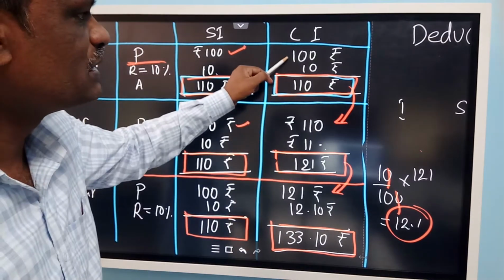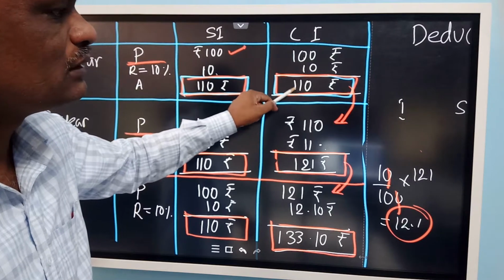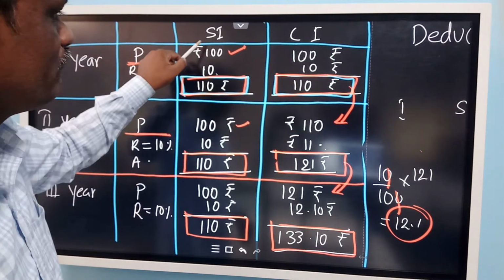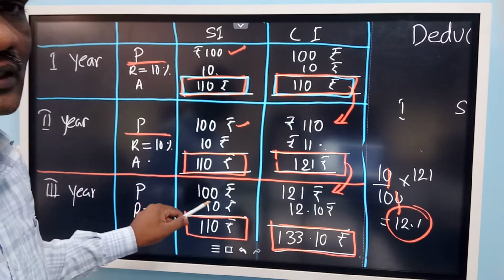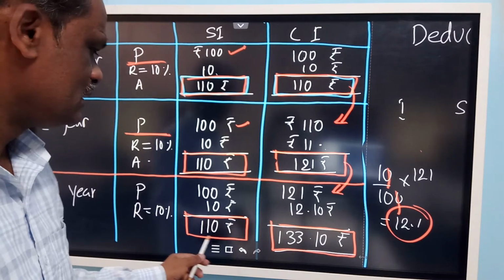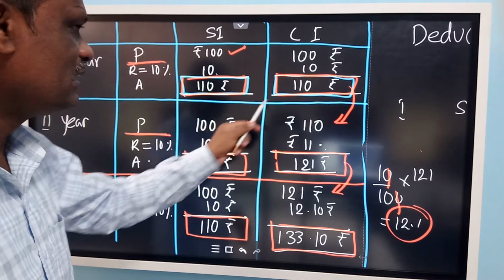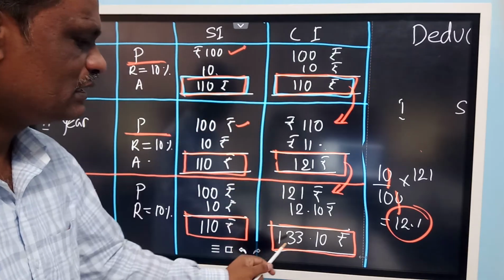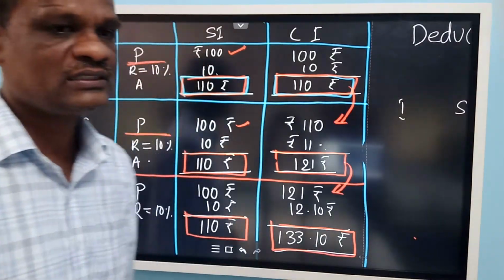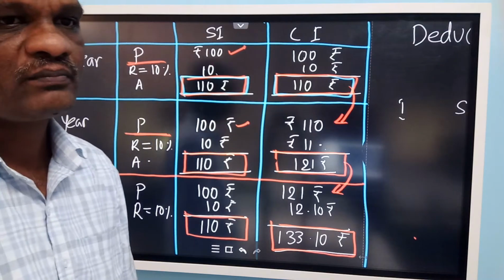So now this is the principal, this is the interest, then it is the amount. This amount will become the principal here. But here it is the same principal, 100, 100, 100. Here every time it is changing, therefore we are getting a big difference. See, 110, 110, 110 here, and 110, 121, 133.10 here. So this is the interest that we are getting, compound interest. This is one example to differentiate.